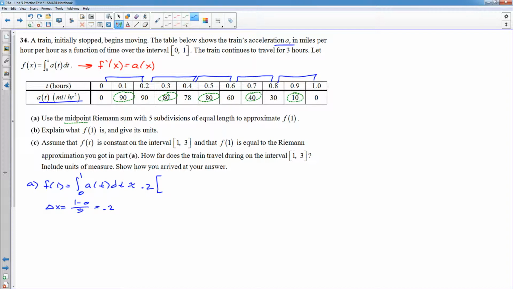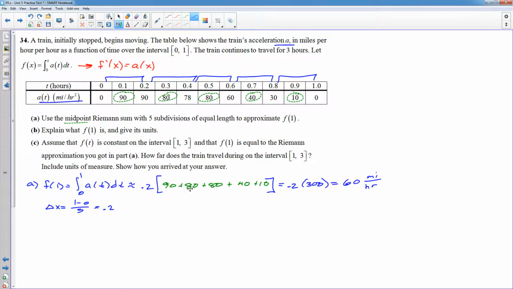And so that would be 0.2 times 90 plus 80 plus 80 plus 40 and 10. And then we could clean that up. I'm going to pause the video while I do that. All right. Now that is 60. You always need to include units if units are provided. We found the antiderivative of acceleration, which would be velocity, and velocity in this problem would be measured in miles per hour. So it cleaned up to 60 miles per hour.